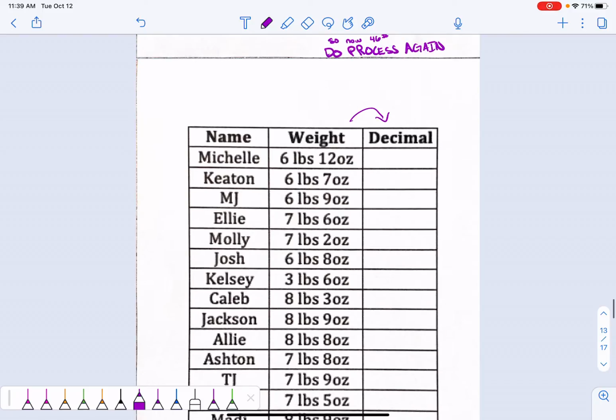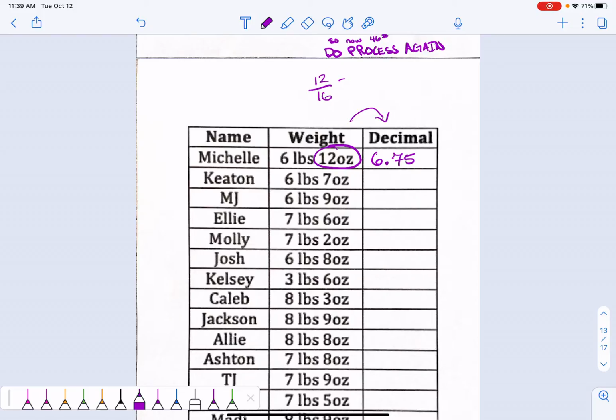There are 16 ounces in a pound. So when we're converting this 12 ounces to pounds, we would do 6 point, and then the 12 ounces would give me the decimal. So it'd be 12 over 16, and then I have to figure out what that is as a decimal. Give me a second. 12 over 16 is 0.75. I should have known that. So that would be 6.75, okay?